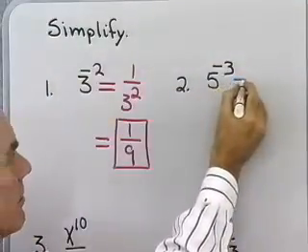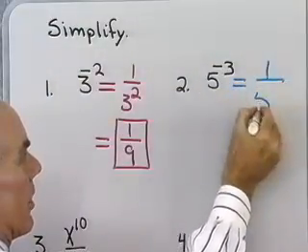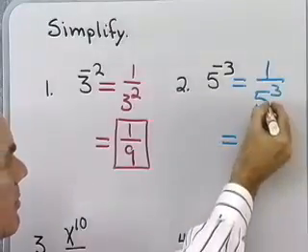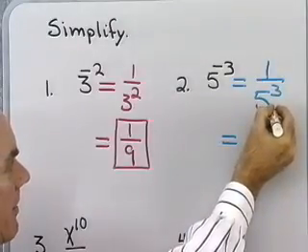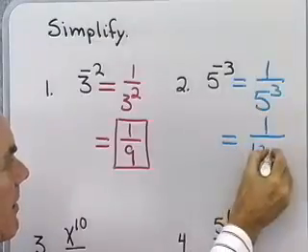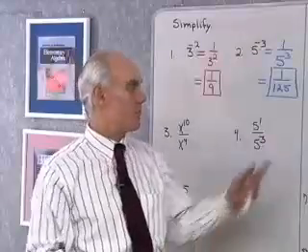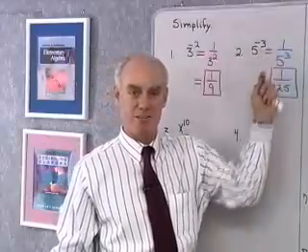Here's our next one. 5 to the negative 3 likewise is going to be 1 over 5 to the positive 3. Now I can take 5 to the third power. 5 times 5 is 25, times 5 again is 125. So you see again I get a reciprocal for 5 to the negative third power.